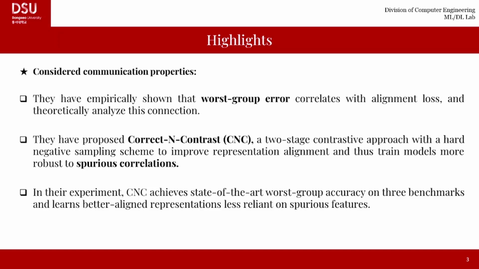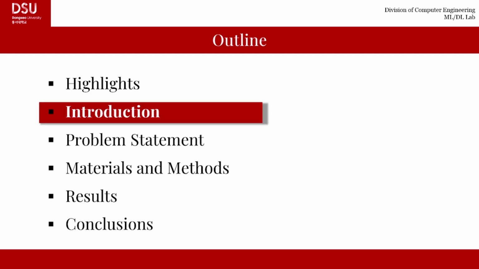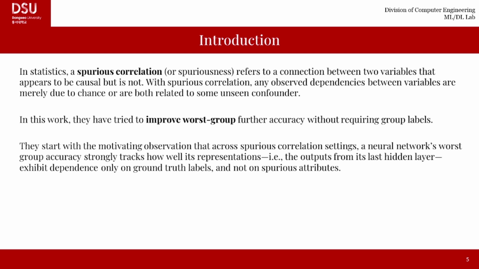Basically, they have implicitly shown the worst group error correlated with the algorithm loss, and the theoretical analysis to the correction. And they have proposed Correct-n-Contrast, which is basically shortened to CNC. This has a two-stage contrastive approach with a hard negative sampling scheme to improve the representation alignment, thus the trained model is more robust to spurious correlation. And basically, they work with state of the art worst group accuracy on three benchmarks and learn better alignment of representations, less reliant on spurious features. So basically, these are the highlights, and then we discuss the introduction.